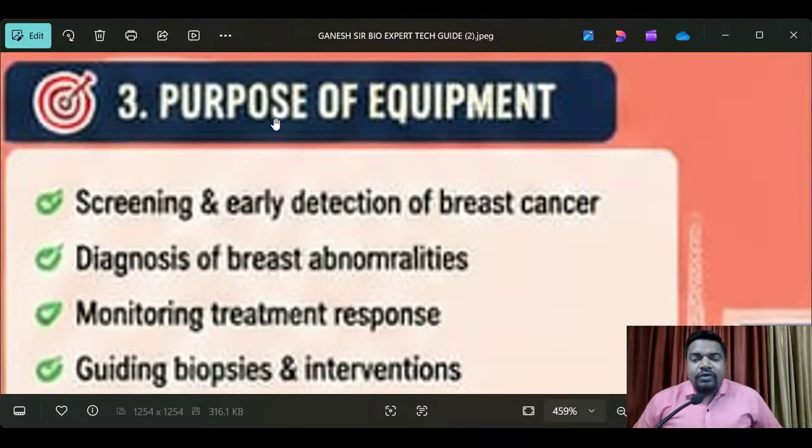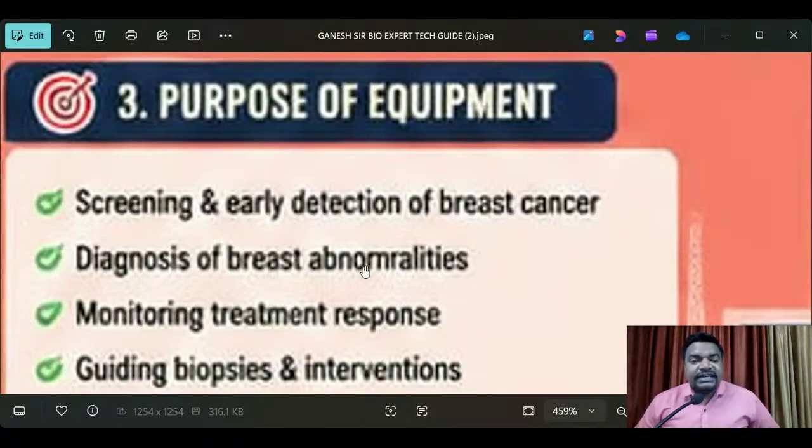Now come to the point. Purpose of equipment, the third point. The purpose of mammography equipment: what is the purpose? Screening and early detection of breast cancer. Okay, note down. Next, diagnosis of breast abnormalities, monitoring treatment response, and guiding biopsies and interventions. Okay, these are very important.